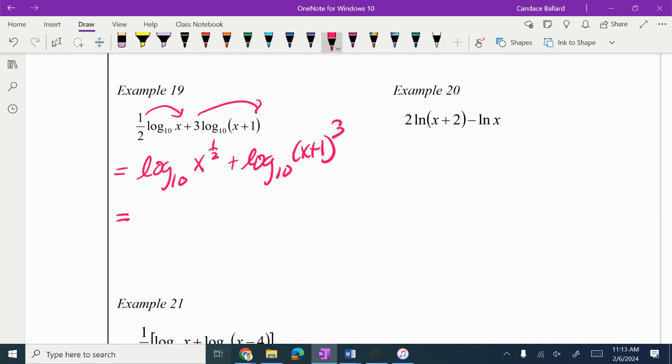Okay. What does addition turn into? Multiplication. Okay, there's another thing that can happen there. So I know I've got to do multiplication. I know I've got log base 10.